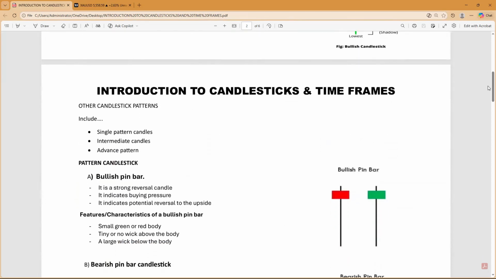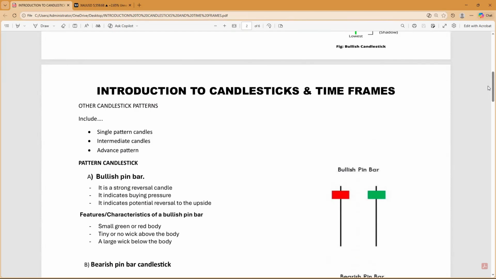Now, we have other candlesticks. Besides the two, we have other candlesticks, and I have categorized them into three candlestick patterns: the single pattern candles, the intermediate pattern candles, and the advanced pattern candles. Let's start with the single pattern candle. That means it is just one candle, and it also has its meaning.